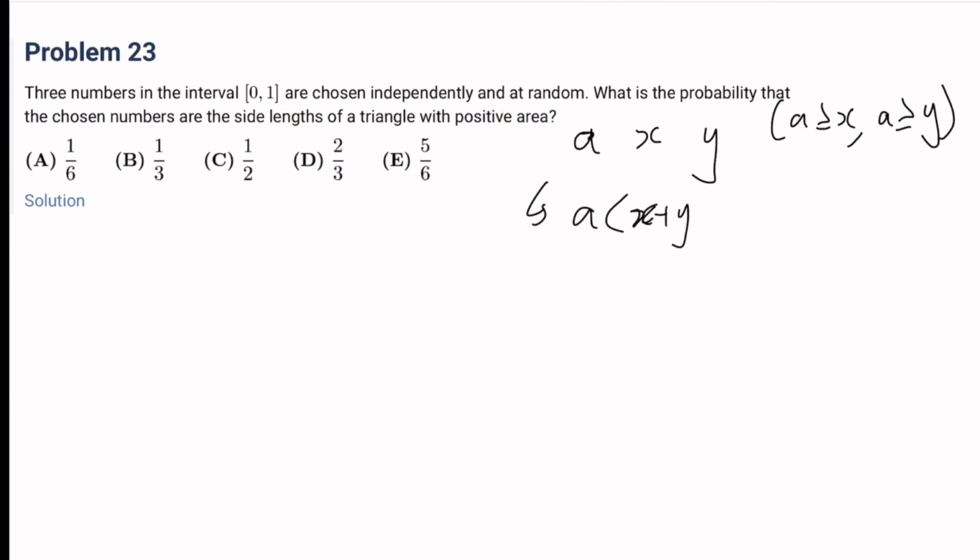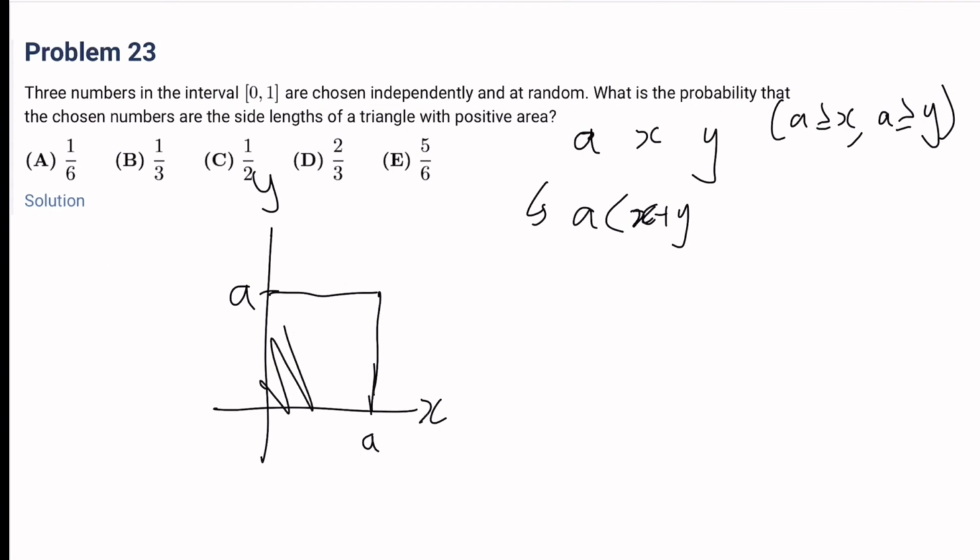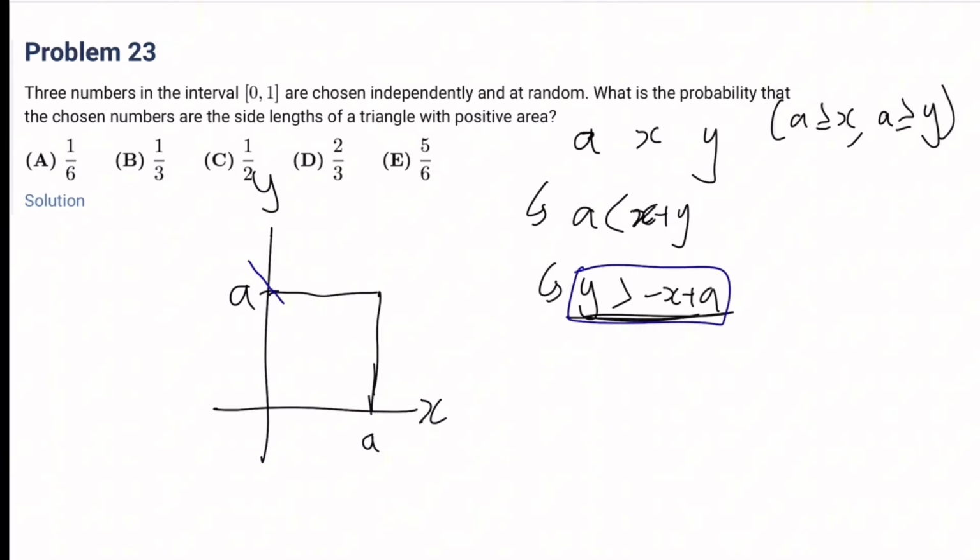That's true. And then since x's limit is a and y's limit is also a, we can just make a graph with x and y. Then their limit is a, so they can only move inside this. They can move only inside the square. But then that's just going to be equal to y is greater than negative x plus a. So if we just graph this, then that's going to look like this.